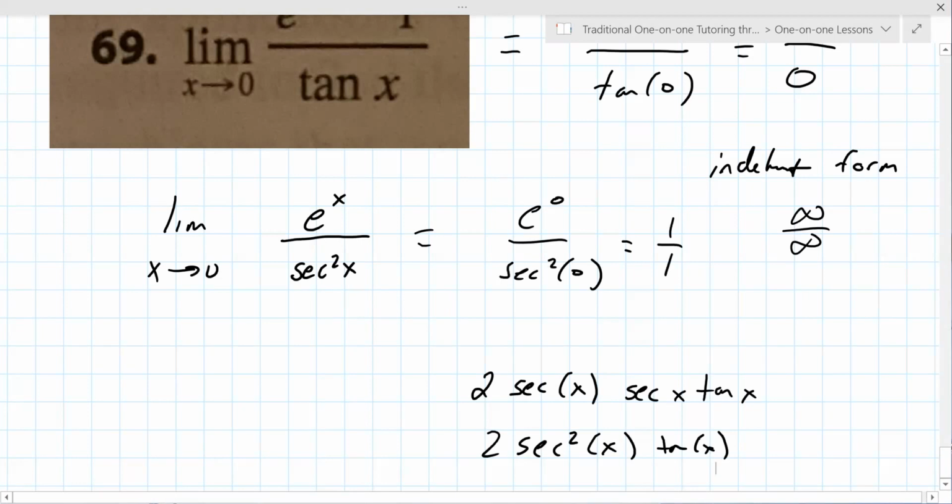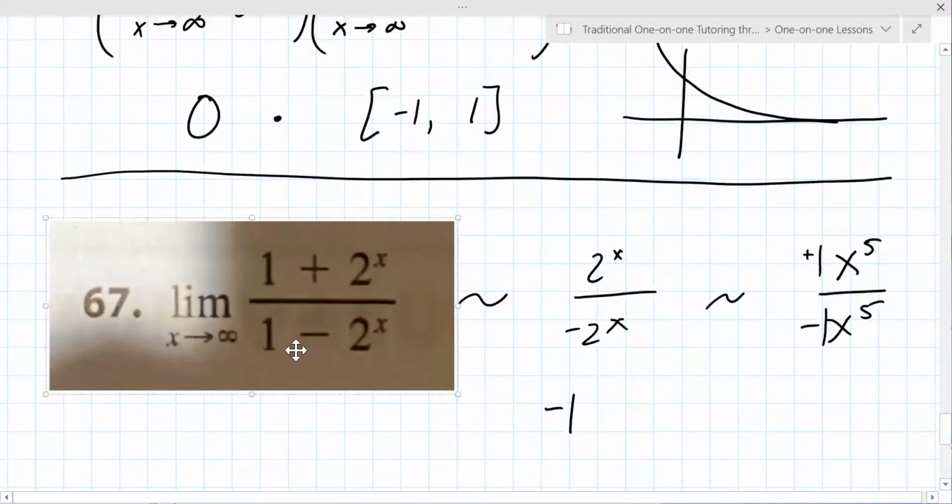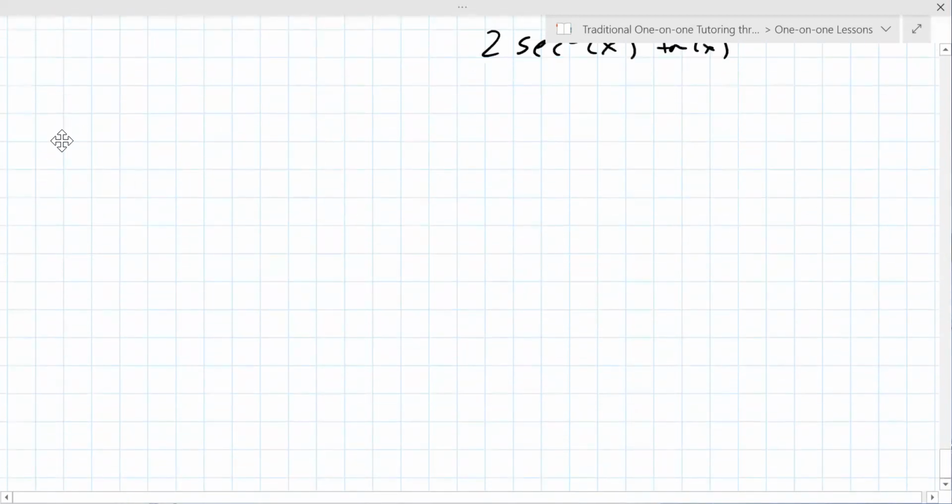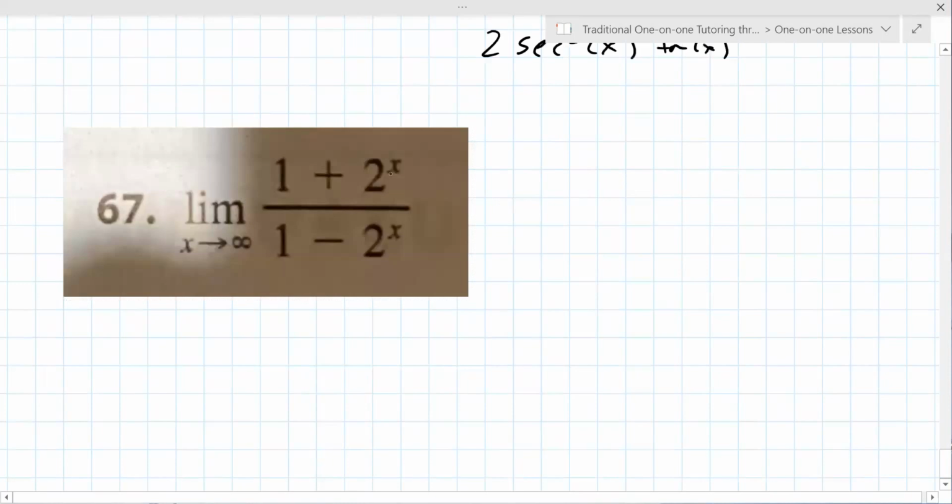Okay, now I want to go back to this problem right here because we actually could have used L'Hopital's rule. If you put infinity in, 2 to the infinity is infinity over 2 to the infinity is infinity, but it's negative. This is also indeterminate form. And that's why you don't have to do any of this hand waving. You can actually just be like, oh yeah, I know how to do this.